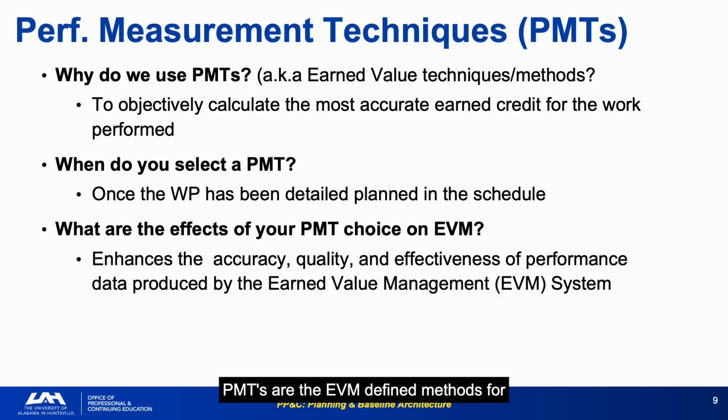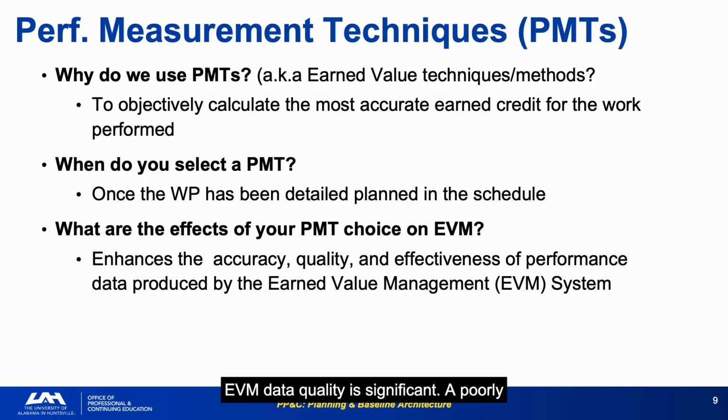PMTs are the EVM-defined methods for objectively calculating earned value. They answer the question, how do I know how much of the work has been accomplished, in an objective, non-manipulable way? PMT selection happens when the work package is detail planned, not at the beginning of Phase C. The technique must be appropriate to the type of work being performed, and changing it after it has been set requires documented justification.